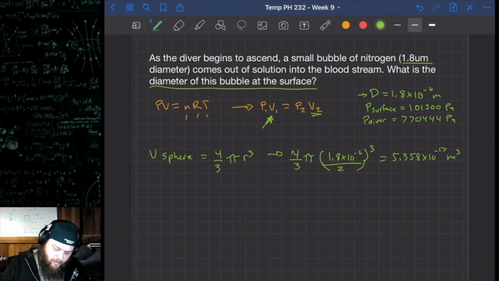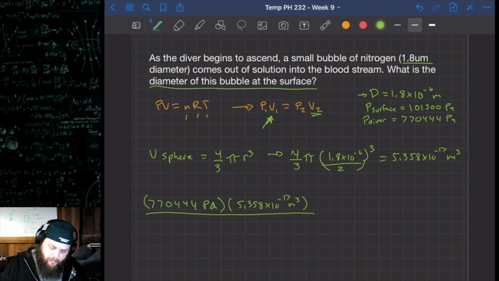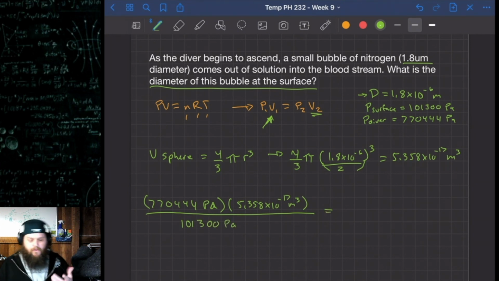So P1 is the pressure at the diver, and V1 is the volume that we just calculated. So that's going to be 770,444 pascals times the volume, 5.358 times 10 to the negative 17 cubic meters. And then we're going to divide that by the pressure at the surface. So that's just atmospheric pressure, 101,300 pascals. And that should equal whatever the volume that this N2 gas has expanded.